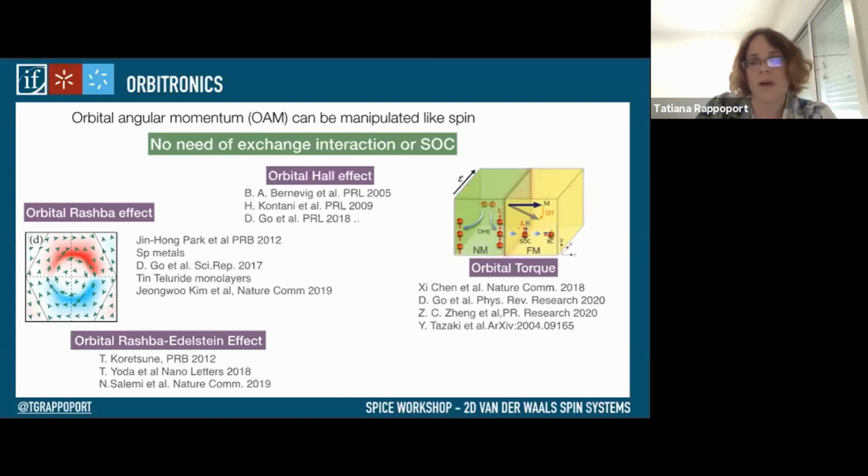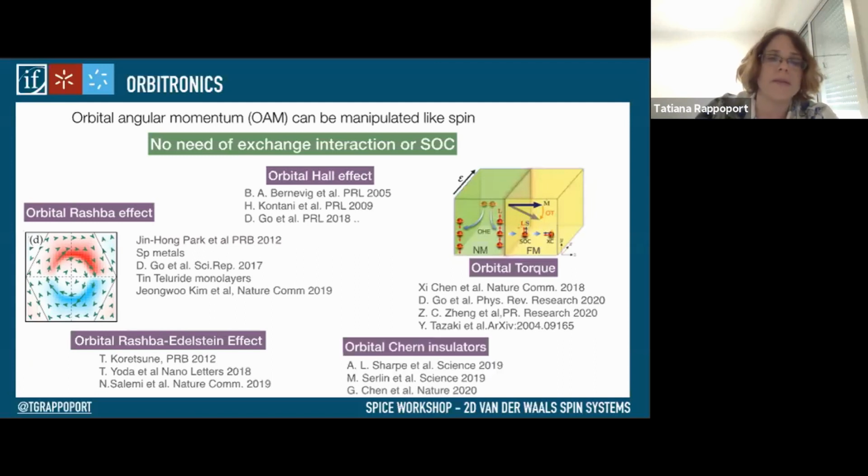And of course, the orbital effects are getting more important with twisted graphene bilayers and the recent characterization of Chern insulators that originate from orbital magnetism in graphene twisted bilayers.